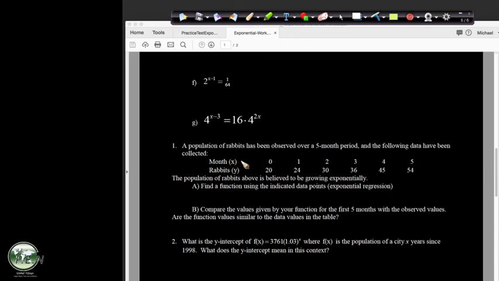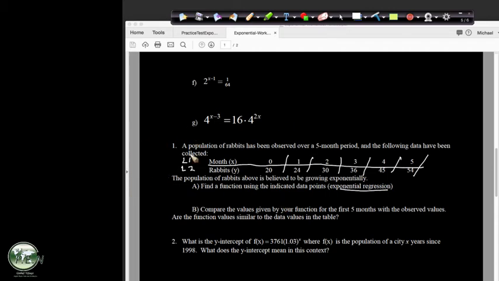So this is actually set up in a table. What we're going to do is put the top row in as our X's, which we'll list as L1, which stands for list 1. And then in L2, or list 2, we'll put the Y values. And we're going to find a function using the indicated data points, exponential regression. So we'll come up with an equation, and then we'll use the equation to compare with the table.